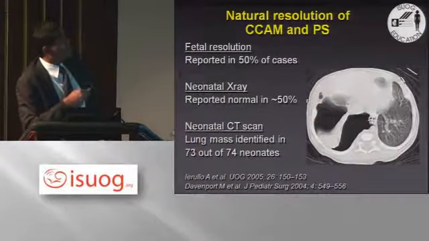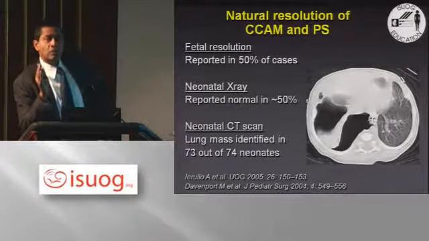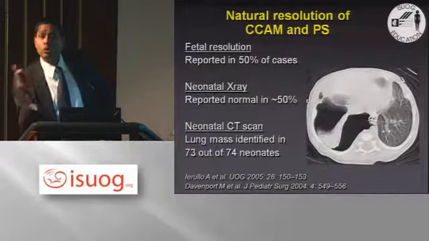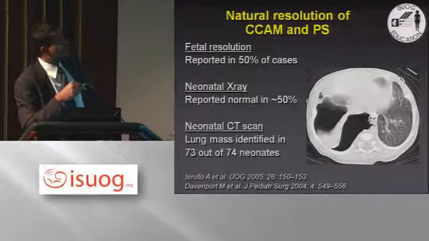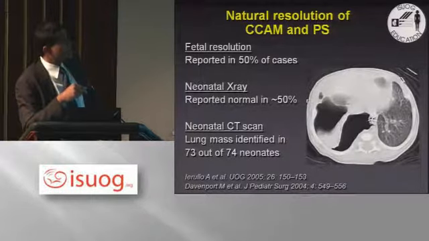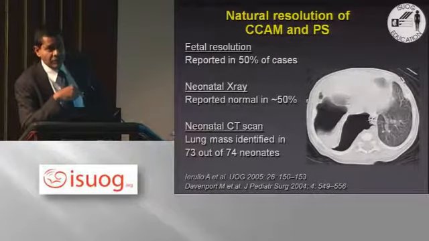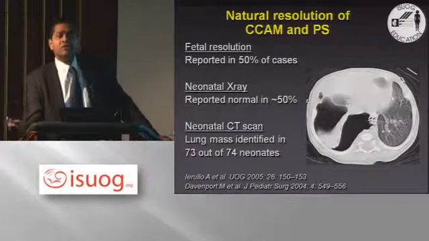And that's certainly reported. Most people will see it, and if you scan antenatally, typically you will see the resolution. As you scan them serially, you will see this lesion disappear. By the time the woman gets to the 3rd trimester, you will almost certainly not be able to see it. And fetally, resolution is reported in 50% of cases, and neonatal X-rays have also reported 50% resolution, and those are taken from those 2 papers. Unfortunately, these are the 2 largest series available at the moment. Out of 74 neonates in this series, despite having normal X-rays in 50% of cases, CT scan identified the CCAM mass in 73 out of 74 cases.